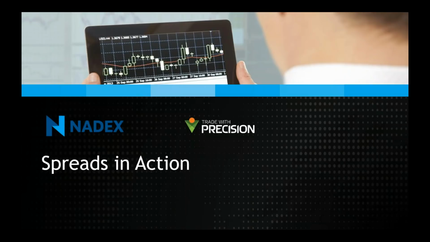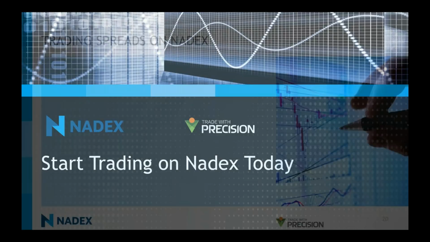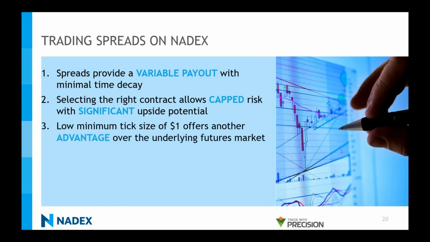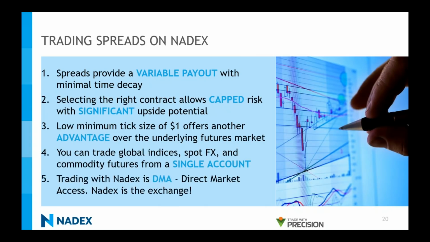All right, guys, so start trading with Nadex today. I hope you have seen how easy it is to place those spreads. Quick recap: spreads provide a variable payout with minimal time decay. Selecting the right contract allows capped risk with significant upside potential, 2-to-1, 3-to-1, depending on the contract and the market price of the underlying. The low minimum tick size of $1 offers another advantage over the underlying futures market. You can really trade small.